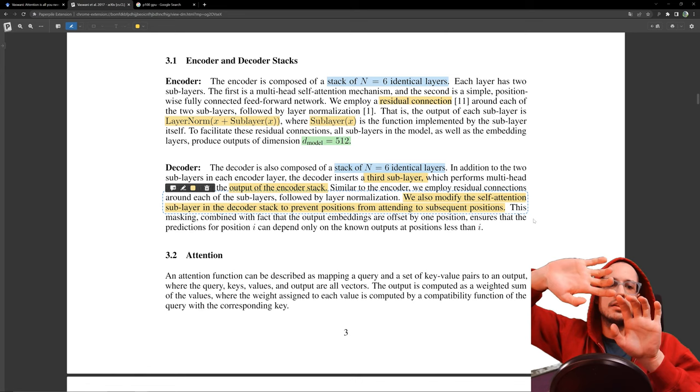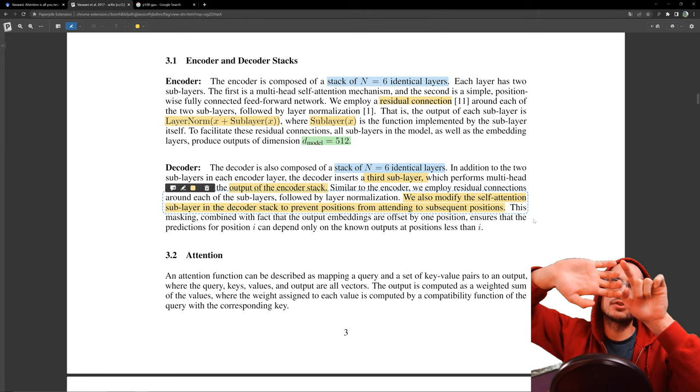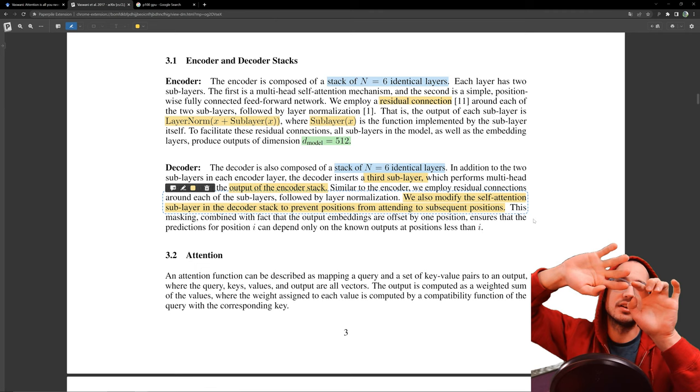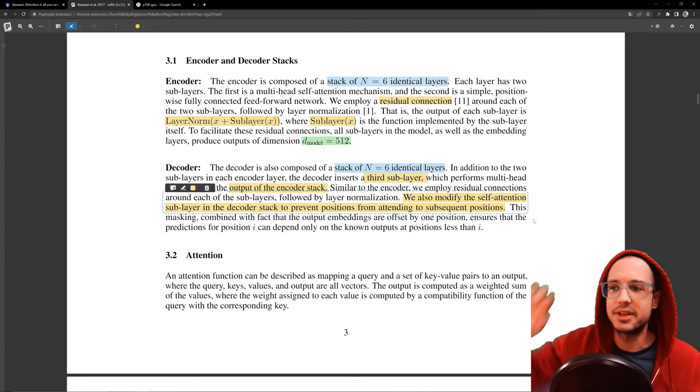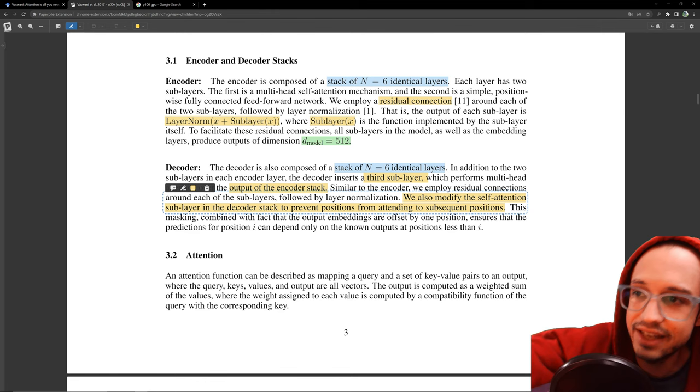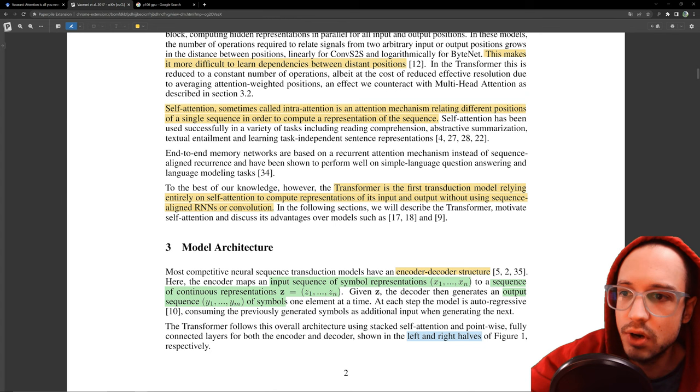So the first two elements of the sequence can only pay attention to the first two elements. In the third element of the sequence, it can only pay attention up to the third element. So basically, you're preventing positions later in the sequence, right? Position here just refers to x1, x2, all the way to xn. That's the position they're referring to.